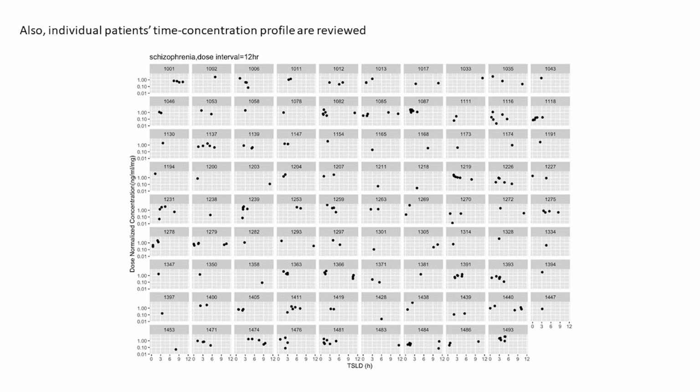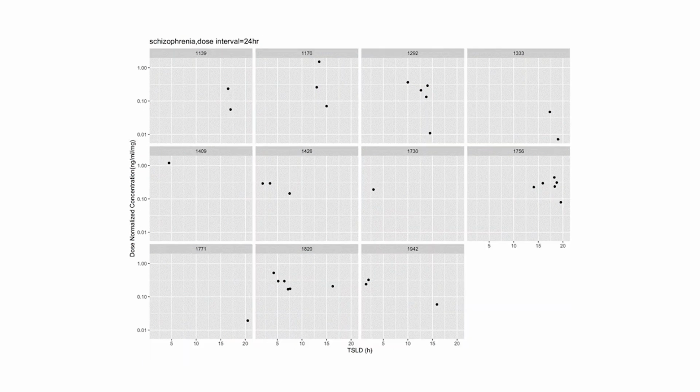Similarly, we look at the 24-hour interval. You see, this is for the schizophrenia arm. And again, don't necessarily see any outliers. There are a few, maybe higher concentrations here that we want to investigate. But generally speaking, they look reasonable.